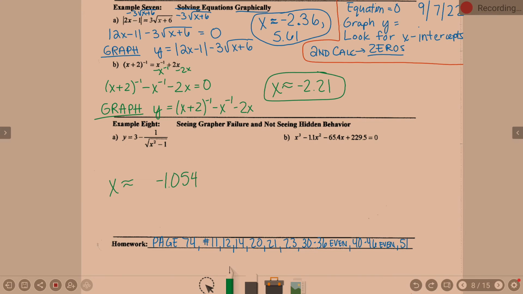So actually, we could say plus or minus 1.054 or 1.05. I don't know why I almost said in 3 decimal places, but I did.